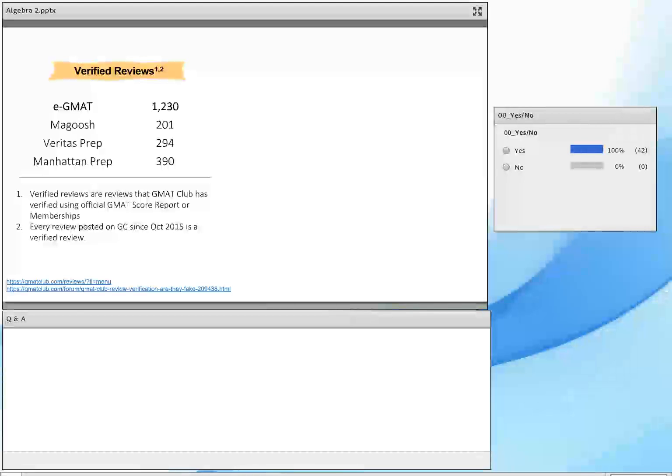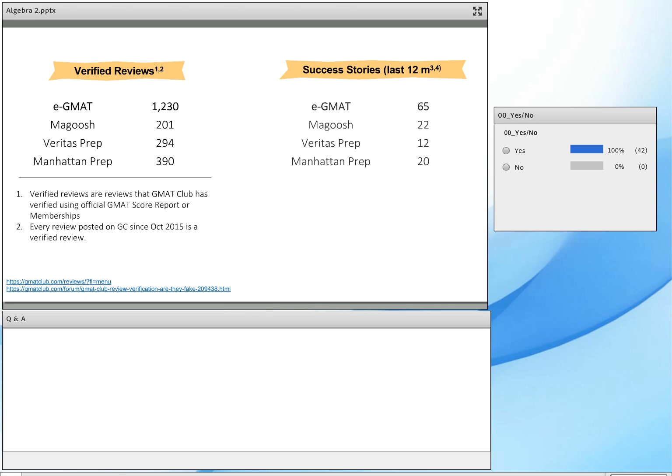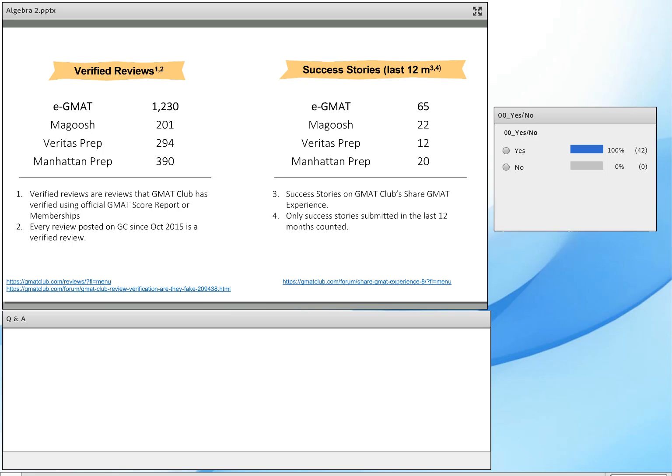Similarly, if you take a look at the success stories written on GMAT Club's Share GMAT Experience, you will find a very similar story. e-GMAT has been mentioned more frequently in these stories than the next 3 most popular test prep companies. The links for both of these are included over here, so I would definitely want you to verify these links for yourself.